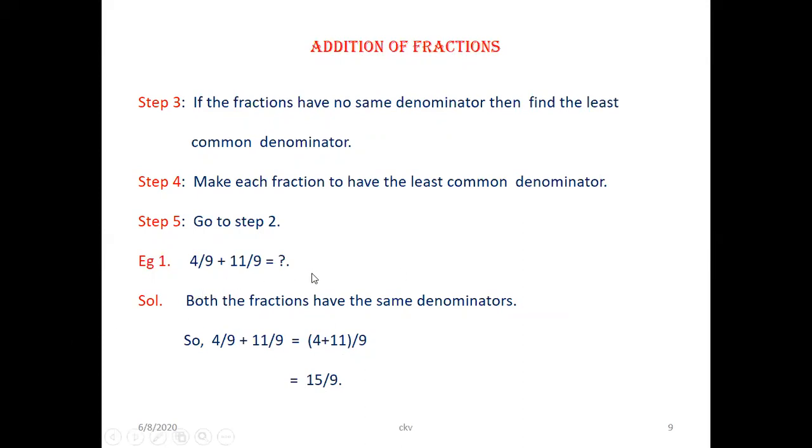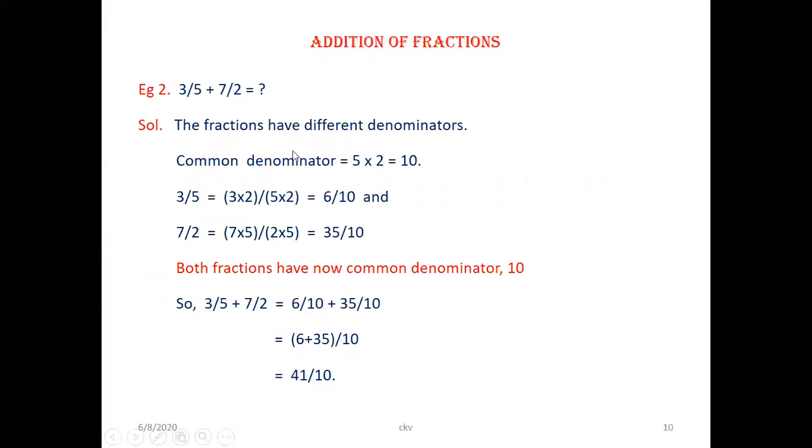What did he say? If they have the same denominator, you just add the numerators and put the denominator which is common to both the fractions. Now you just see this example too. You are adding two fractions, and both the fractions do not have the same denominator. In the fraction 3 by 5, the numerator is 3, the denominator is 5, whereas in the fraction 7 by 2, the numerator is 7, the denominator is 2. Now how do we add? If they have the same denominator, you add the numerators and put the same denominator in the denominator.